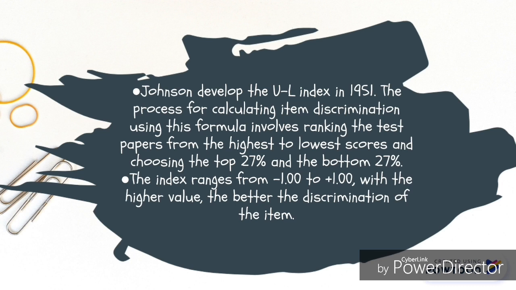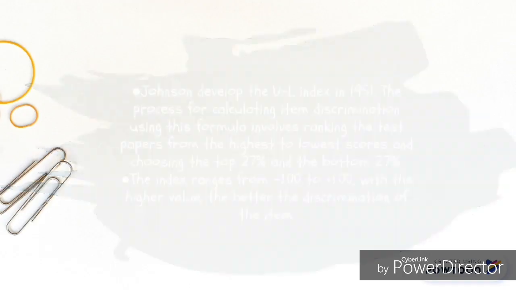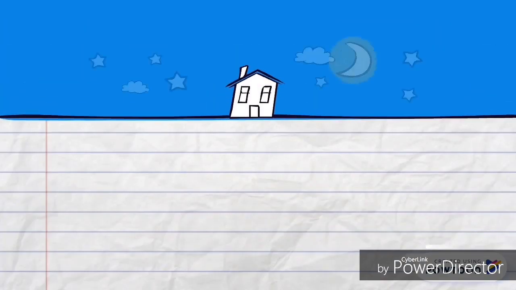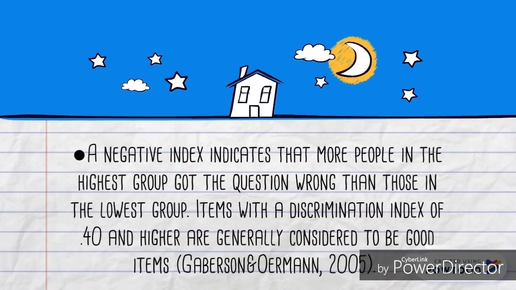The index ranges from -1.00 to +1.00. The higher the value, the better the discrimination of the item. A negative index indicates that more people in the highest group got the question wrong than those in the lowest group.